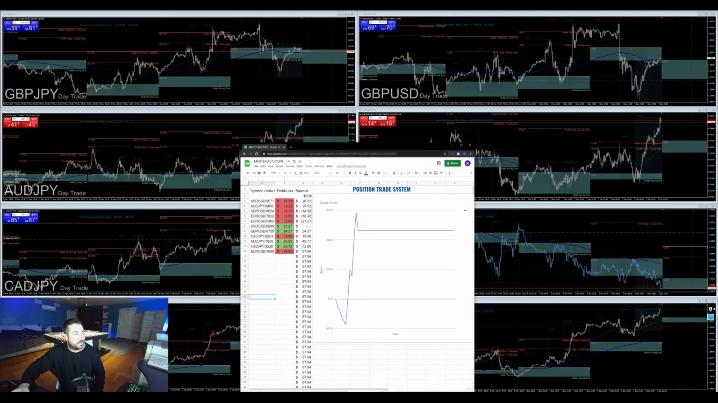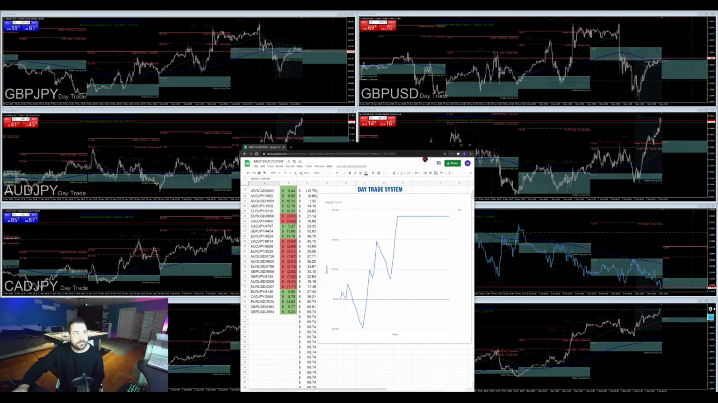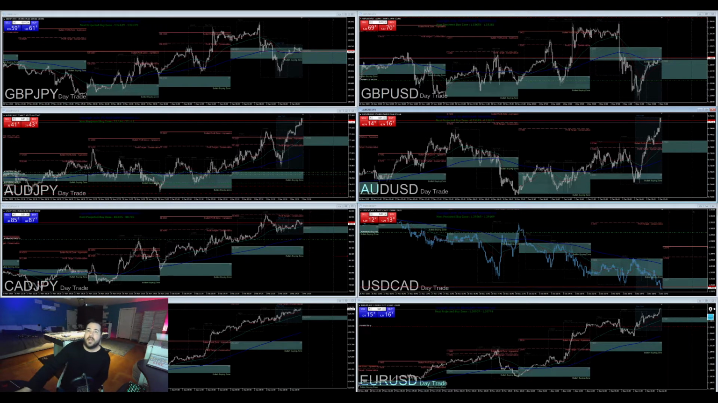And my position trade. So all of these, the day trade, swing trade, and position trades, I've been doing live here with you for about a month now. Up next, we're going to go through the updated closed out day trades and a swing trade as well. Let's get into it.